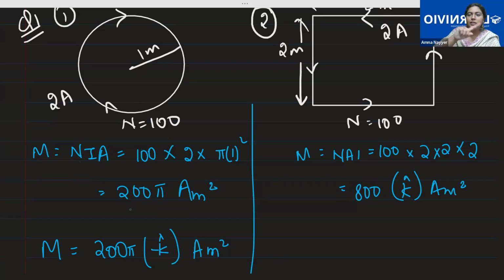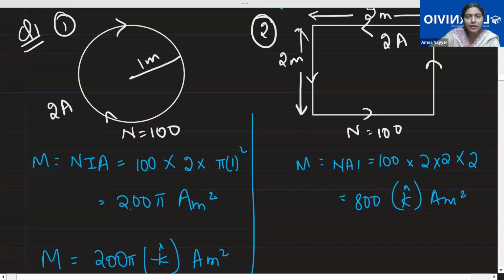Okay, now see, we curl the fingers as the current is moving, and the thumb is pointing inward. So this is minus k cap.